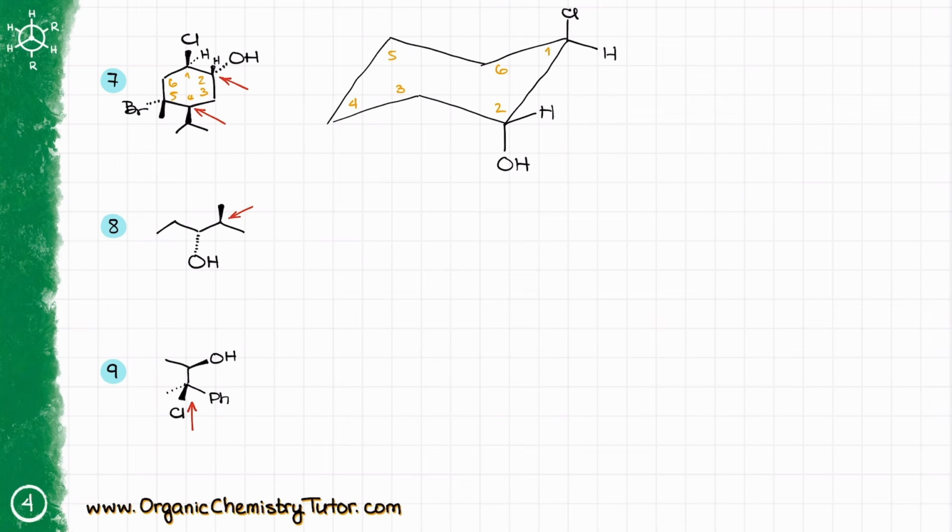Then on carbon number 4, the correct positioning of groups is like this. So we have the isopropyl group on the wedge, so that is an up position, and the implicit hydrogen is going to be in the down position. And finally, on my last carbon, carbon number 5, my groups are going to be like this. Here I have CH3 in the up position, and we have bromine in the down position like that.